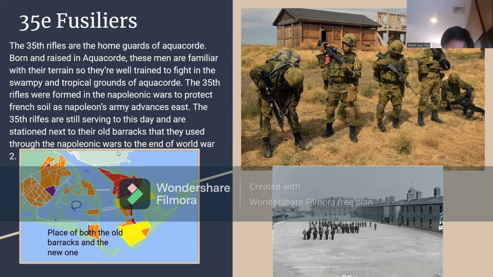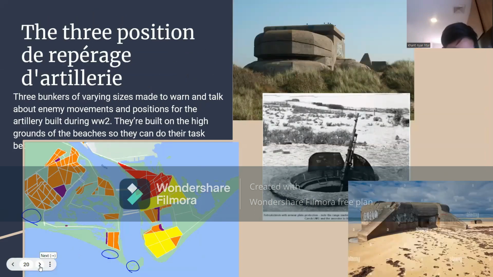The picture on the bottom right is the old barracks, and the picture on the top right is the 35th Rifles training in a military exercise in south of Spain. And here's also a map of where both of the barracks are located.